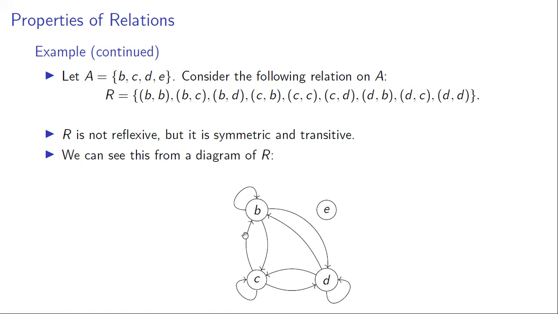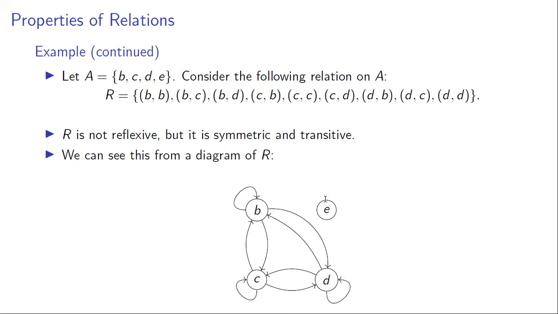Now, let's first talk about reflexive. In order for a relation to be reflexive, you need to have one of these loops at every node. Because what does a loop at B mean? It means that B comma B is an element of the relation, and likewise C comma C and D comma D. But we see that at E there is no loop. That means E comma E is not an element of the relation. So therefore R is not reflexive.